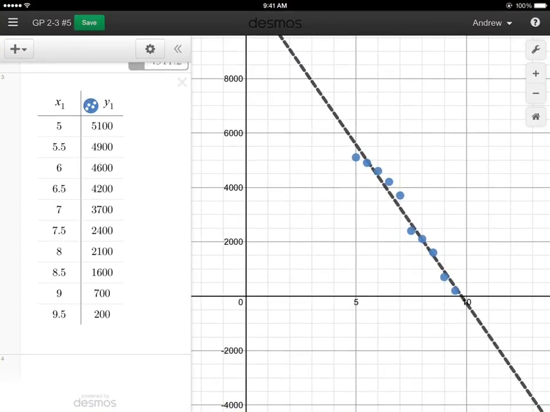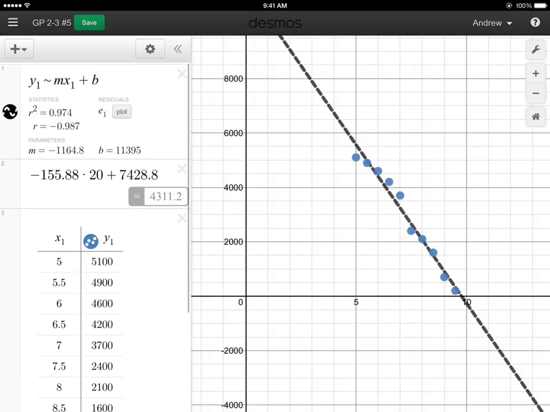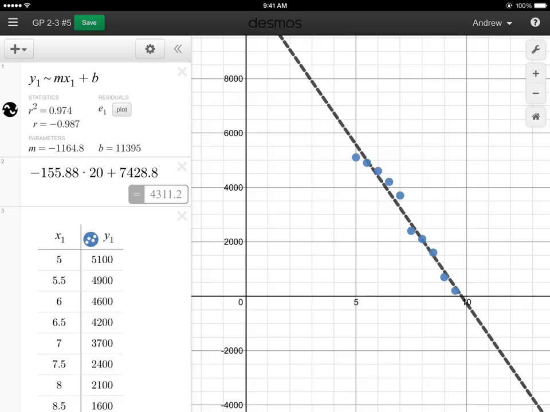and came up with this plot. You can see that again, this is pretty good or strong correlation, and it does give us a linear sort of situation, so we can go ahead and make a linear equation. And that linear equation in this case is going to be y equals negative 1164.8 x plus 11,395.